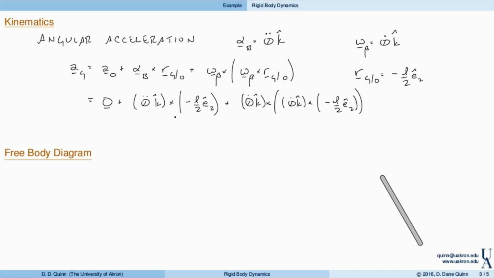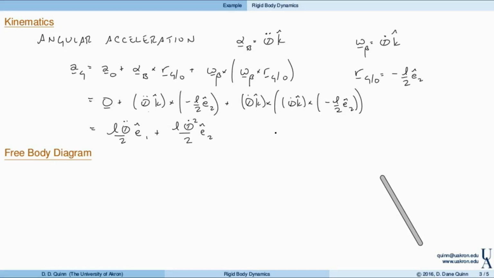So when I work out all these cross products, k cross E2 is minus E1, but I have another minus sign there, so I end up with L theta double dot over 2 in the E1 direction. And then working out this cross product, I get plus L theta dot squared over 2 in the E2 direction. So again, in terms of the angle theta and how it changes, this is the acceleration of the mass center.